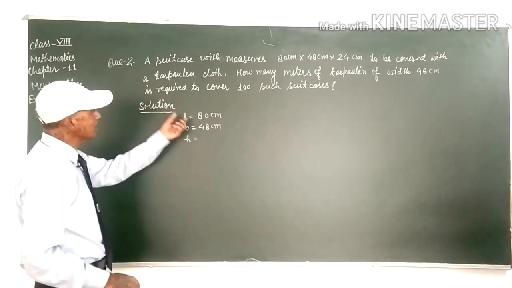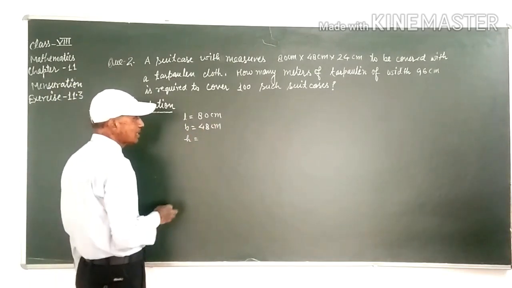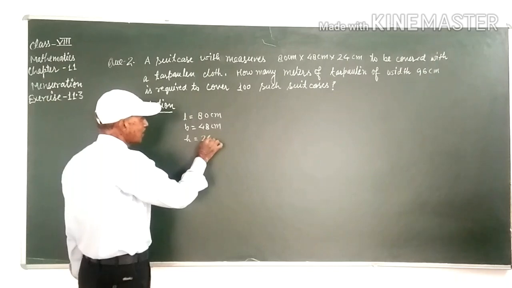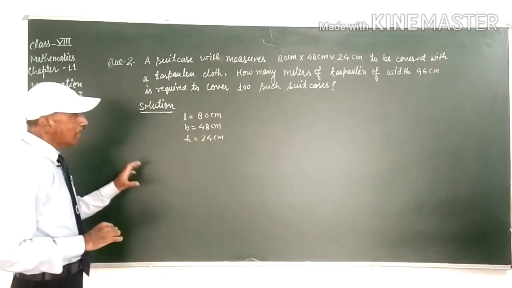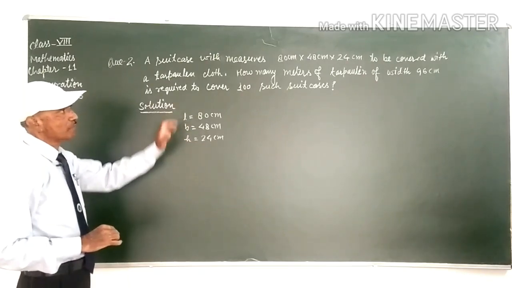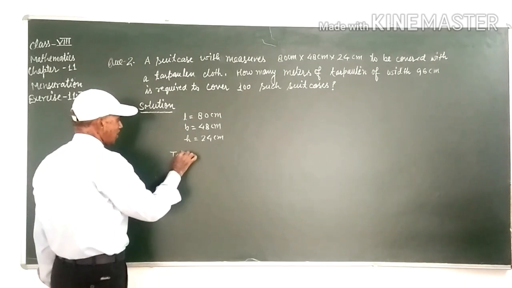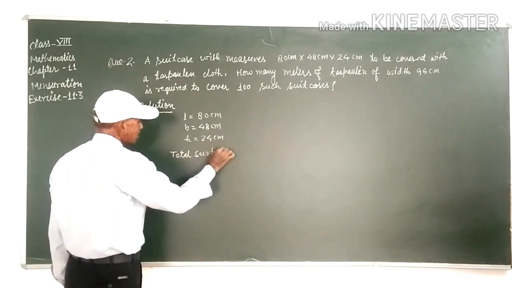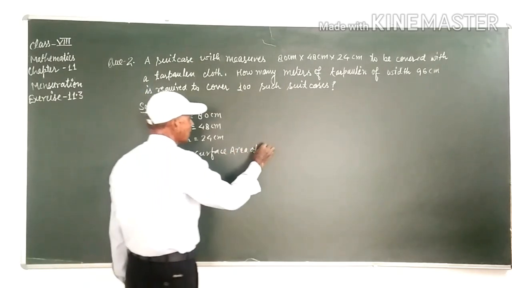Length of the suitcase is 80 centimeter, width of the suitcase is 48 centimeter, and height of the suitcase is 24 centimeter. Now we have to find out the total surface area of the suitcase.